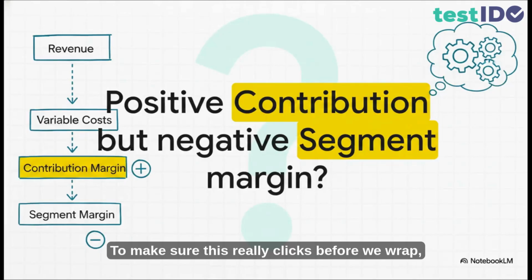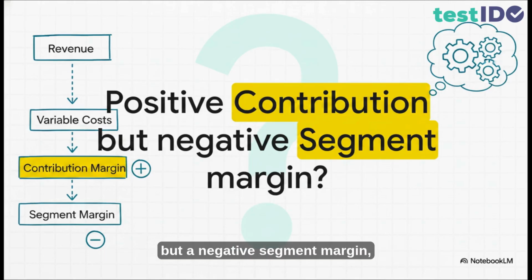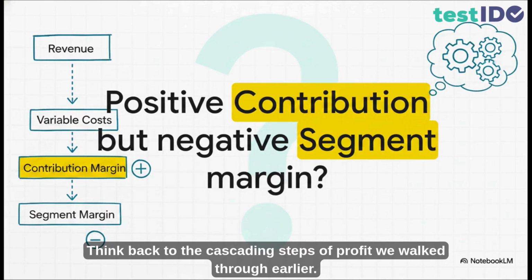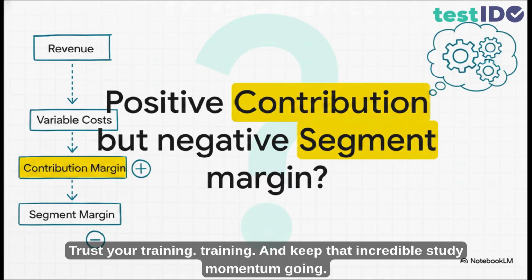To make sure this really clicks before we wrap, I'm leaving you with a final pop quiz. If a division has a positive contribution margin but a negative segment margin, what exactly does that tell you about their fixed costs? Think back to the cascading steps of profit we walked through earlier. I want you to puzzle over that, trust your training, and keep that incredible study momentum going.